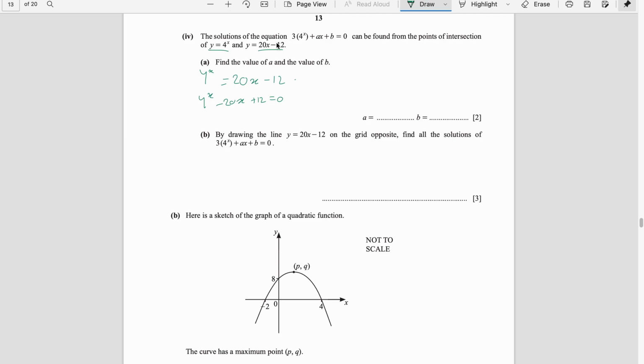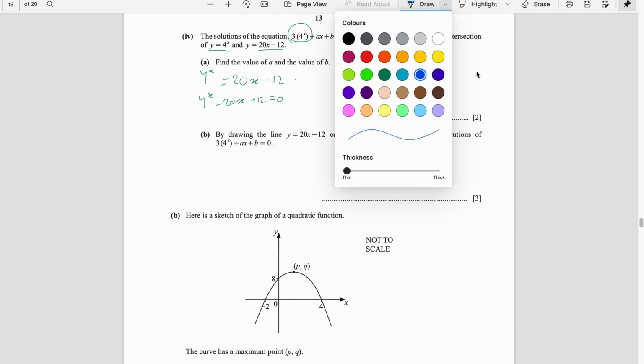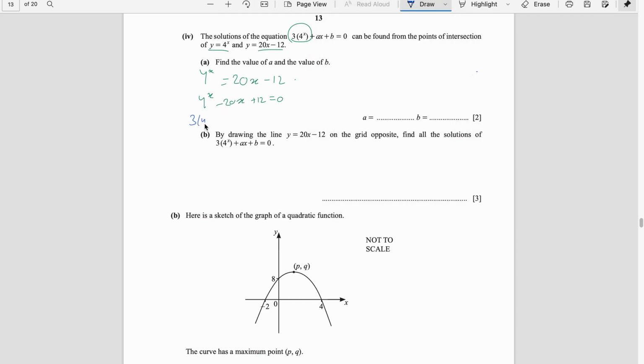Now you see in the main equation you have 3 times 4 raised to power x. So multiply the whole equation with 3 and you get 3 times 4^x minus 60x plus 36. Now just by comparison we can say the value of a is minus 60 and value of b is 36.